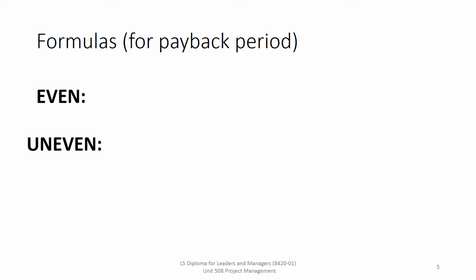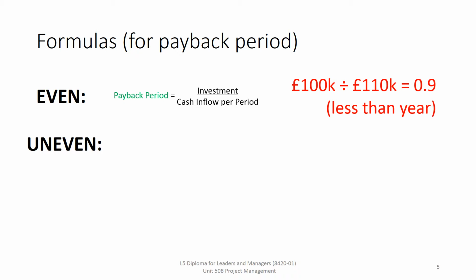So if the payback is even, that's going to be that we're getting a set amount each period, then it's quite a straightforward calculation: the payback period is equal to the investment divided by the cash flow each period. So the example is a company that's investing 100k in a project and they're getting 110k back per year, probably over the next 3 years. Then we're saying 100k divided by 110k gets us 0.9, so that's less than a year, which fits in with our rule of thumb that we were talking about.